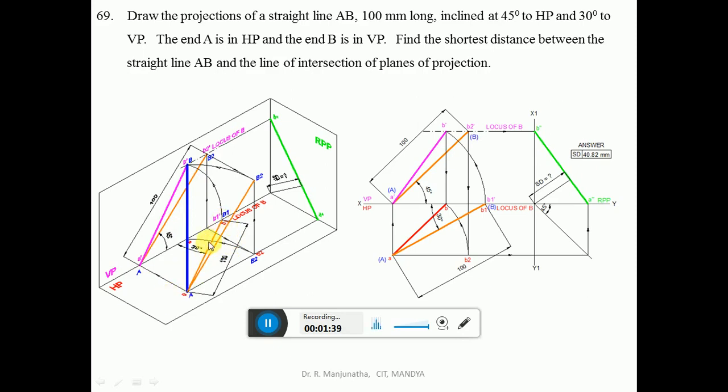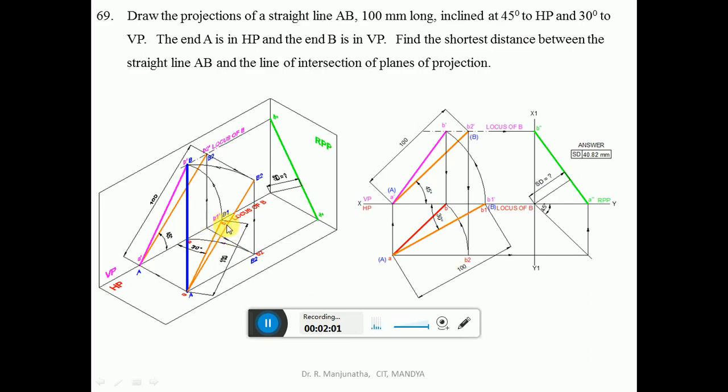First we are going to find out the front view. To find the front view, we have to consider the true length in HP. Since this line is the true length in HP, obviously that line is parallel to HP. Where do we find the line parallel to HP? When you look from the front view only, we will see the line parallel to HP. So B1, that is end B.